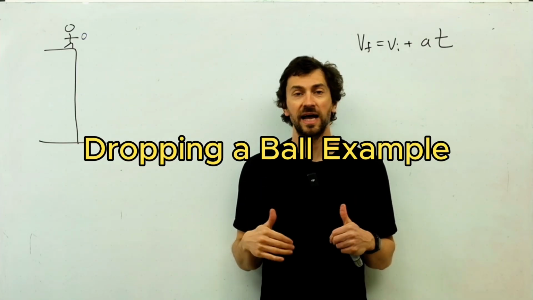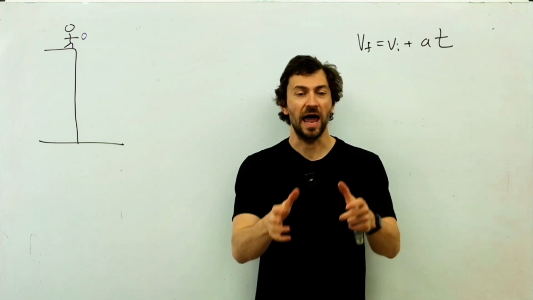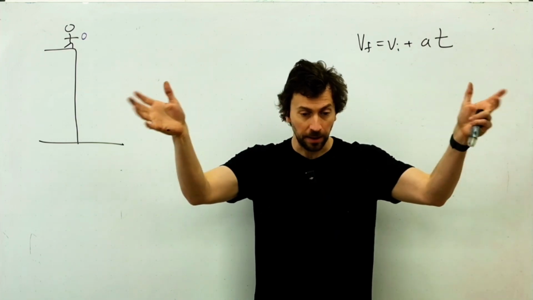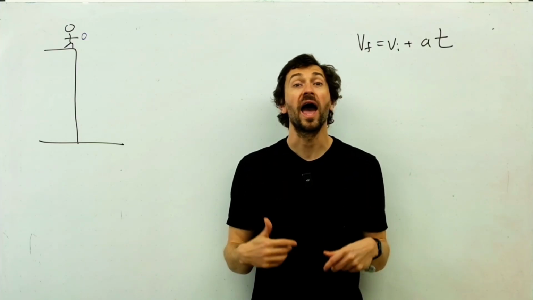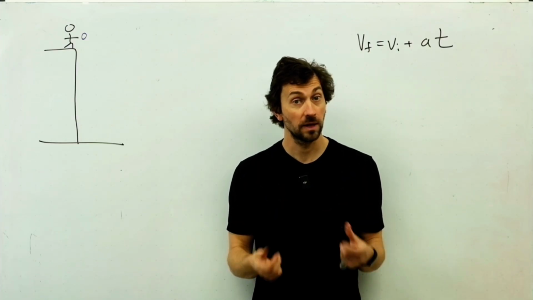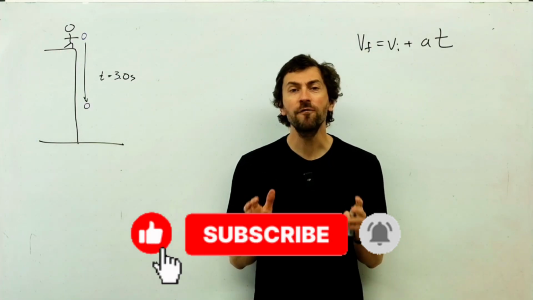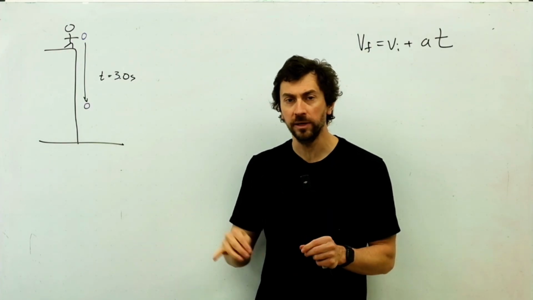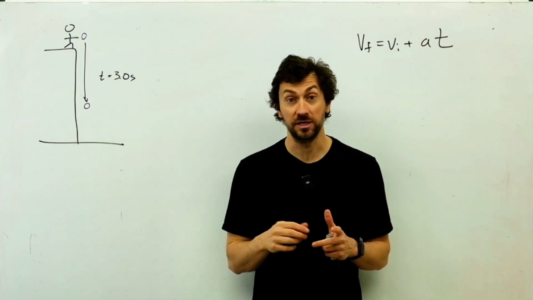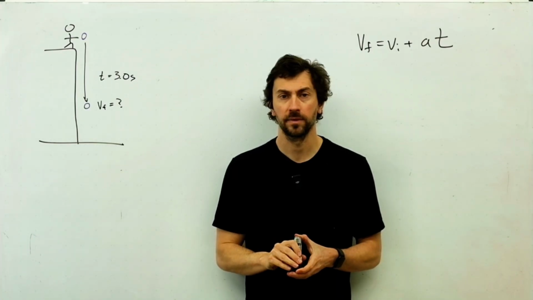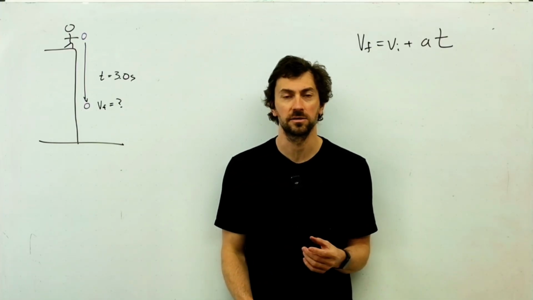Let's imagine there's a guy standing at the top of a cliff and he's holding a ball. And he holds this ball and he's going to drop it. And it begins to fall. Let's say the ball falls for 3 seconds. How fast will the ball be traveling, falling, after 3 seconds? This equation up here can tell us the answer.